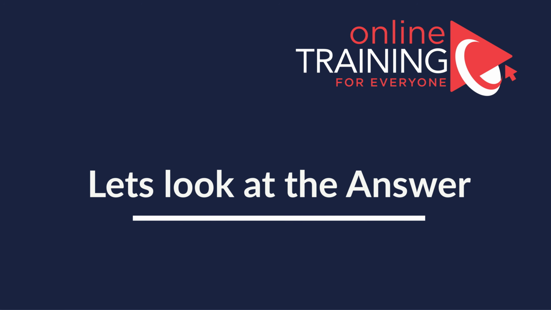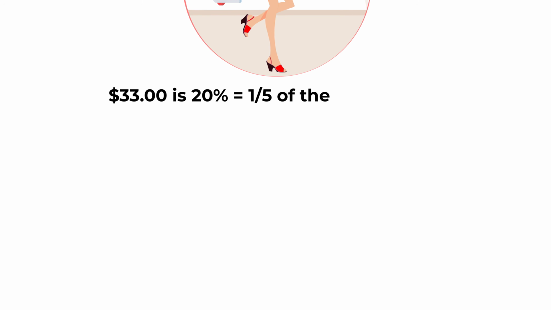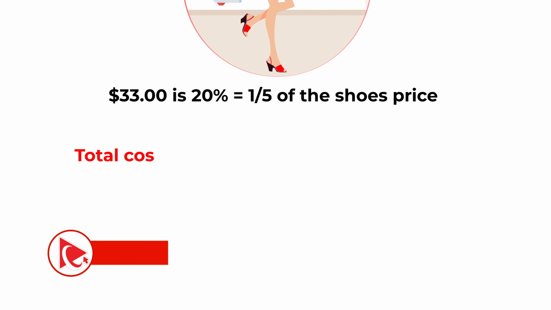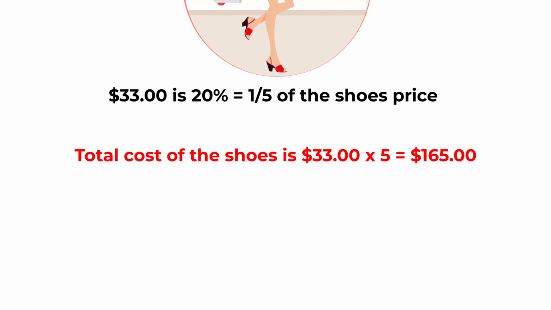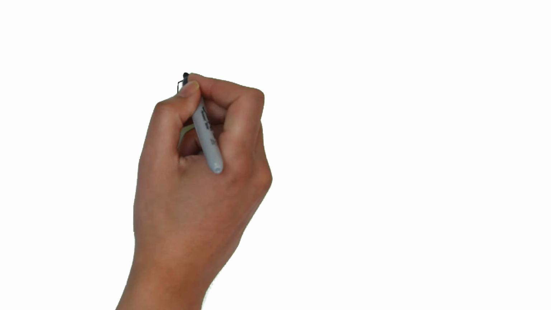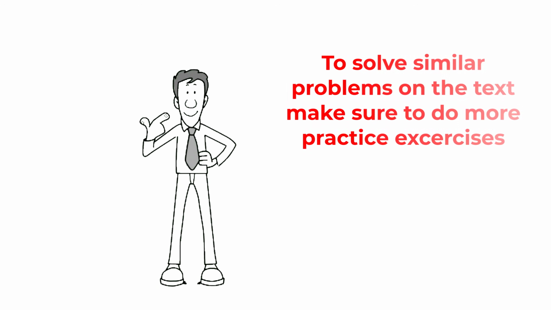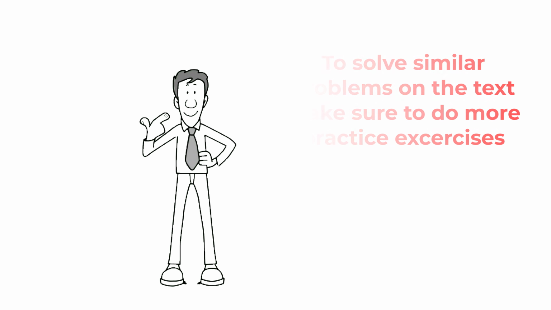The answer to this problem is very simple. $33 is 20% or 1/5 of the shoe's price. So the total cost of the shoes would be 33 multiplied by 5, which would be equal to $165. So the correct answer here is choice D, $165. Hopefully you've nailed this question and now know how to answer similar problems on the test.